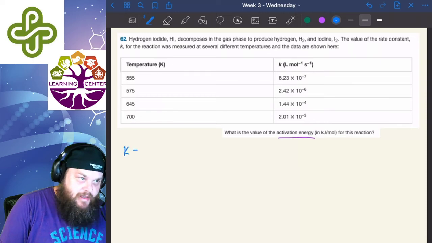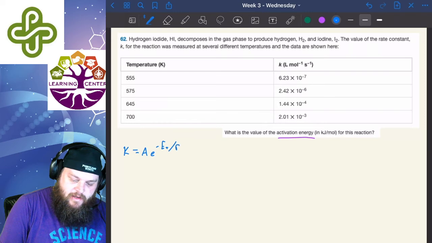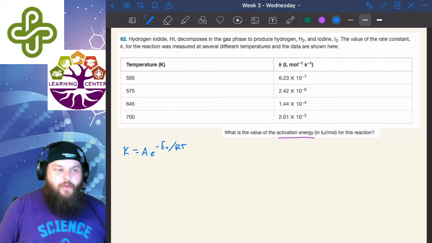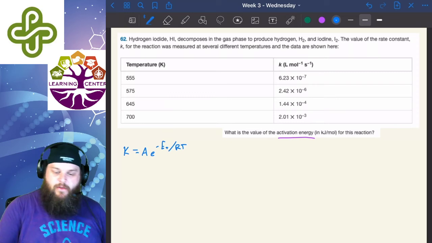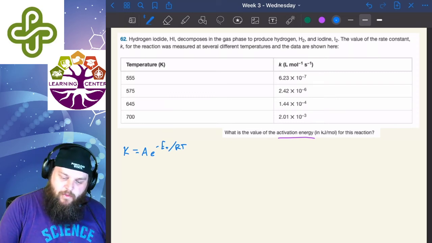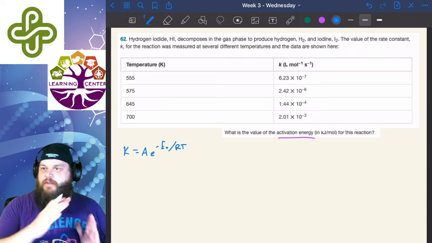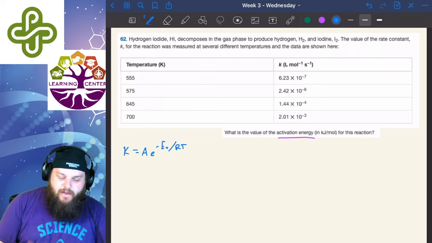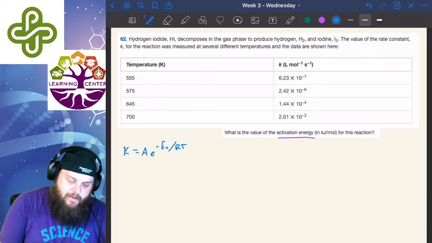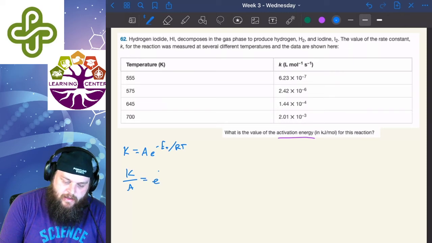So if we take k equal to A e to the negative activation energy divided by RT, we've got to rearrange it a little bit to turn it into a linear equation, in a way, linearize it. What we want to do is plot these values and then determine what the slope is for that line. And we'll get to that in a second. So if I do a little bit of mathematical rearrangement, I can say that k over A is equal to e to the negative activation energy divided by RT.